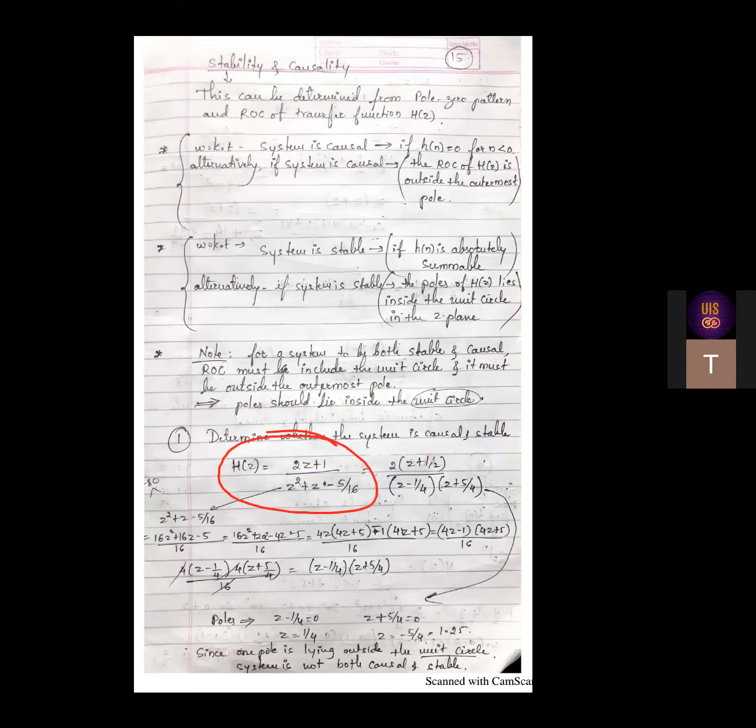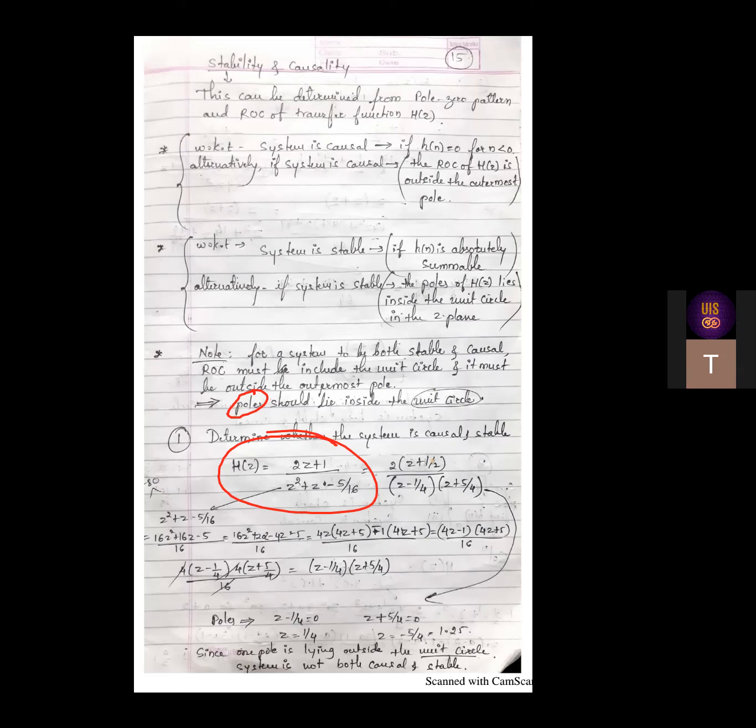Since poles are required here, you take the H of z, try to factorize the denominator and equate the denominator to 0. No need to go for partial fractions and all. We don't want any further reduction. The question is simply to check whether the system is causal and stable or not. For that we want poles, so we are interested in the denominator. You want two factors or three factors, whatever factors you want, so that you can equate the denominator to 0 and get the values.